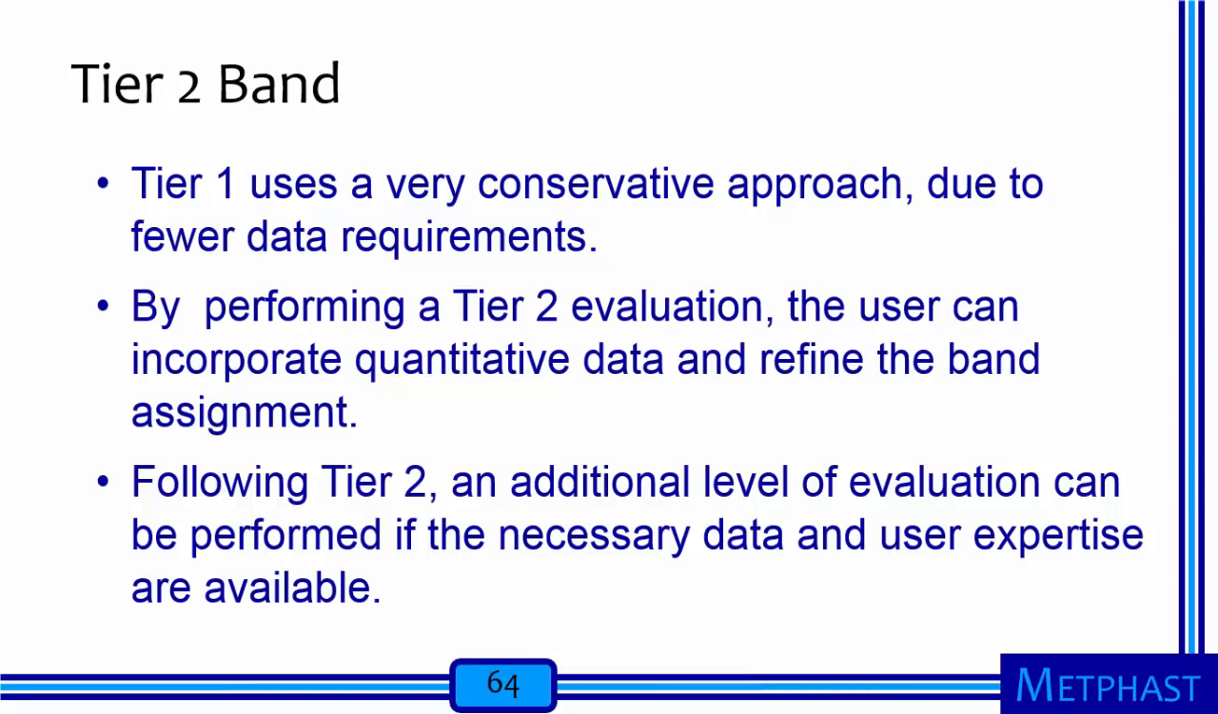Tier 1 uses a very conservative approach due to fewer data requirements. By performing a Tier 2 evaluation, the user can incorporate quantitative data and refine the band assignment. Following Tier 2, an additional level of evaluation can be performed if the necessary data and user expertise are available.